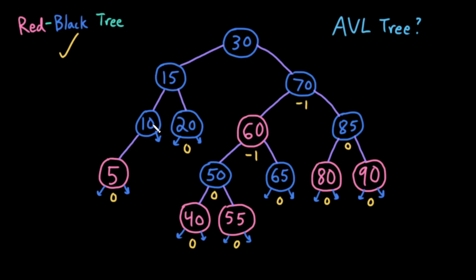Let's go to this side. 0 minus 1 is -1. 1 minus 2 is -1. And then 1, 2, 3, 4, because remember I have to take the longest path. 1, 2, 3, 4 minus 1, 2, 3 is 1. So in this example, every single node does indeed have a balance factor of 1, -1, or 0. So this specific red-black tree also happens to be an AVL tree.